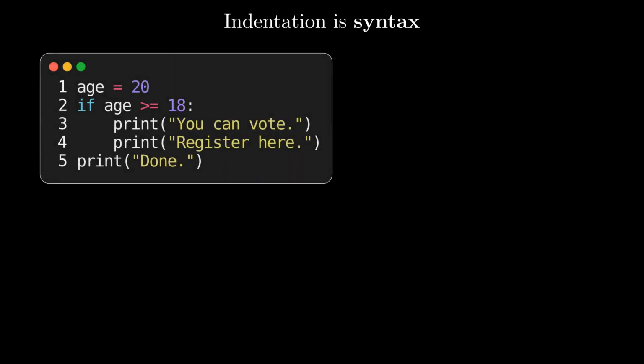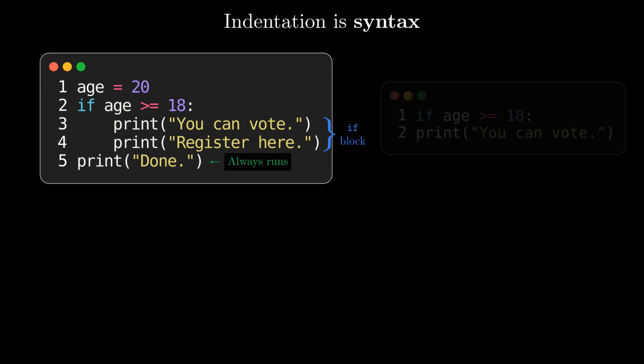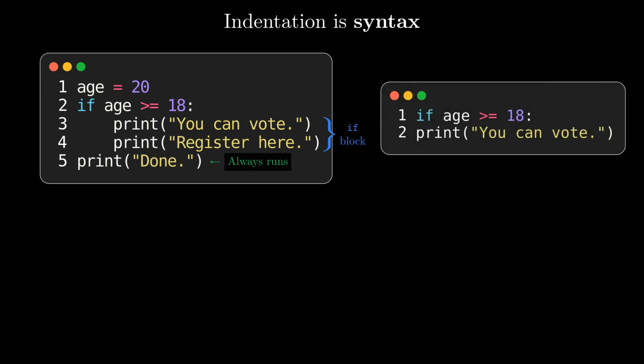Indentation in Python is not cosmetic, it's mandatory syntax. Indentation tells Python which lines belong to which branch. Every line indented under an if, elif, or else runs as part of that branch's code block. When the indentation returns to the previous level, that code sits outside the branch and runs regardless of the condition. Forgetting to indent raises an indentation error.